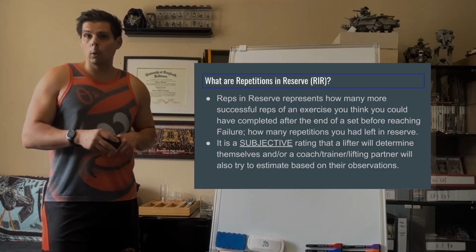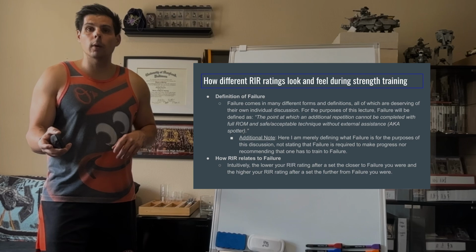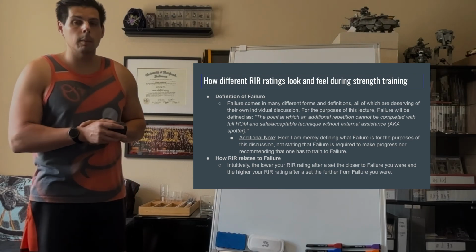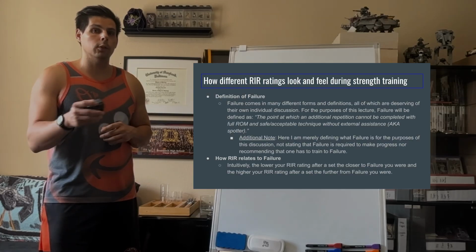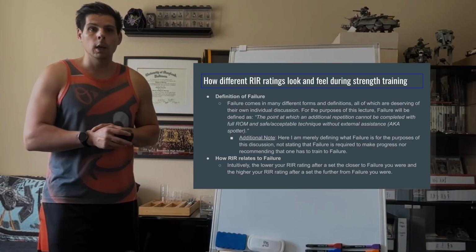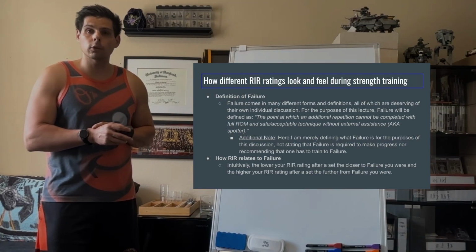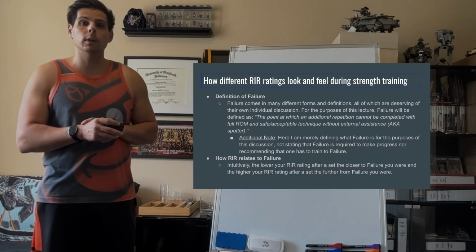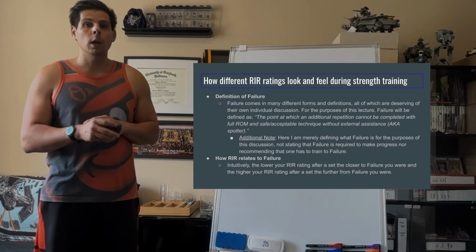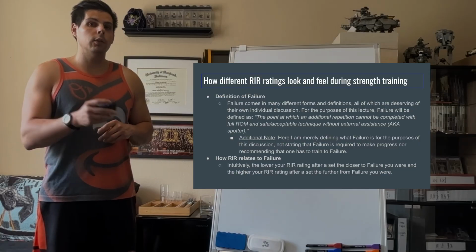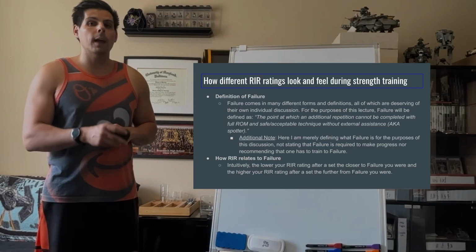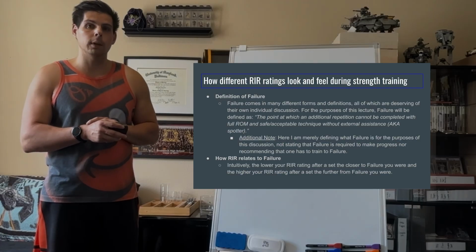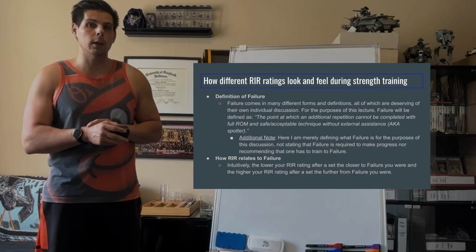Before we can talk about how different reps in reserve ratings look and feel during strength training, we need to come up with a definition of failure because this is going to come up a lot in our discussion. For the purposes of this video lecture, we are going to define failure as the point at which an additional repetition cannot be successfully completed with full range of motion, safe and acceptable form, without external assistance, aka a spotter helping you or you having to dump the weight onto the safety catches.